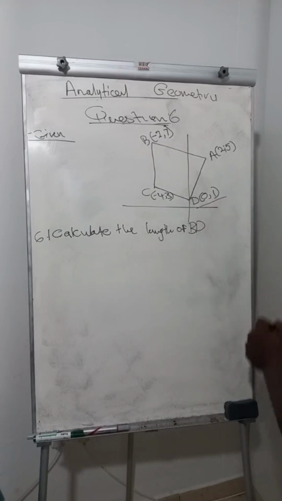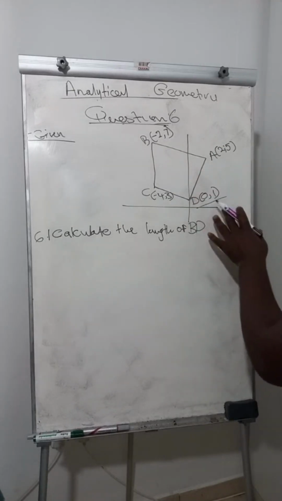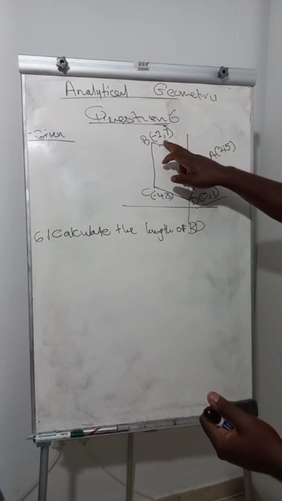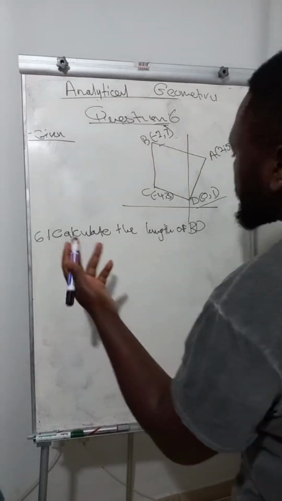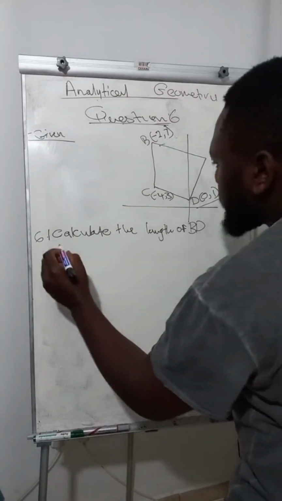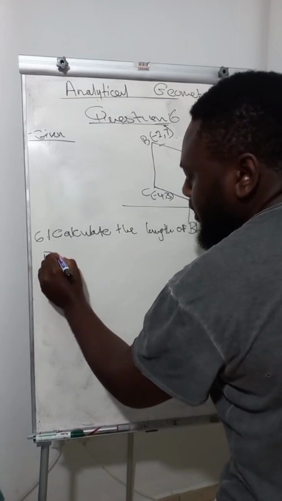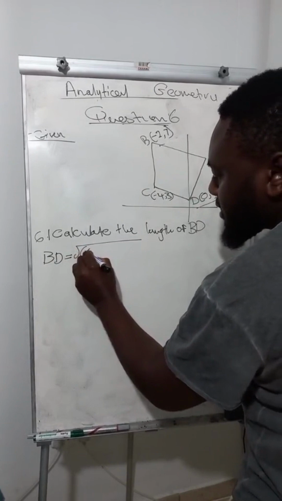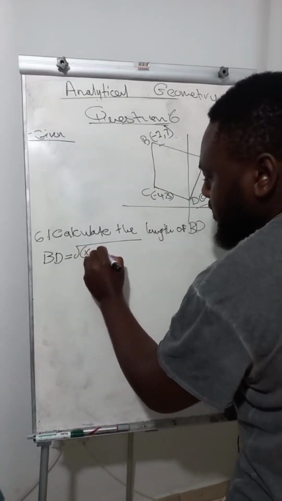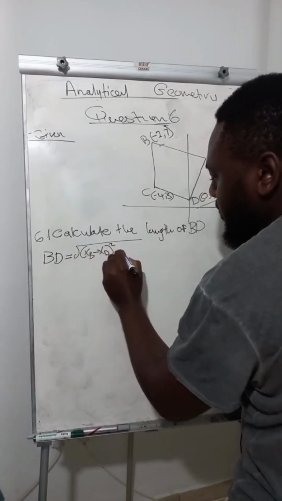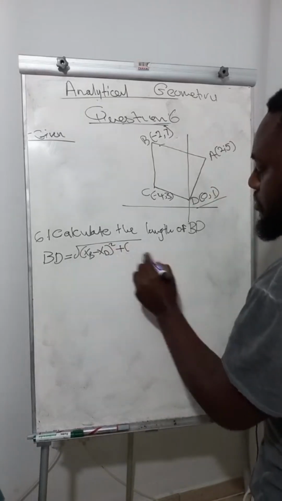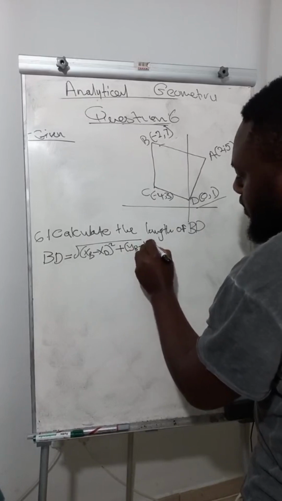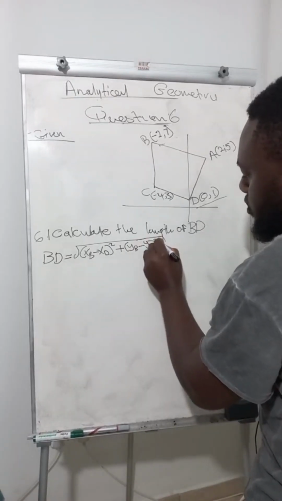They've given us D, which is a 0 and a 1, and also B, which is a -2 and a 7. So to determine the length, we just have to use the distance formula. For BD, it will give you the square root of x at B minus x at D, squared, plus y at B minus y at D, close bracket. Don't forget the squared here.